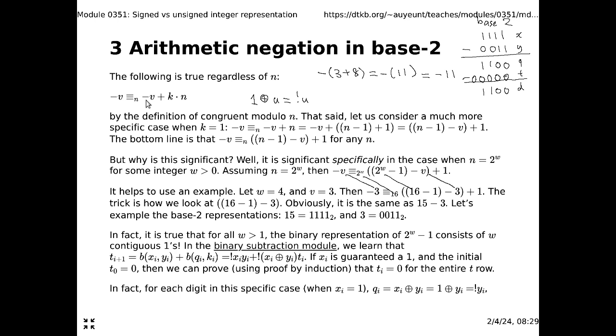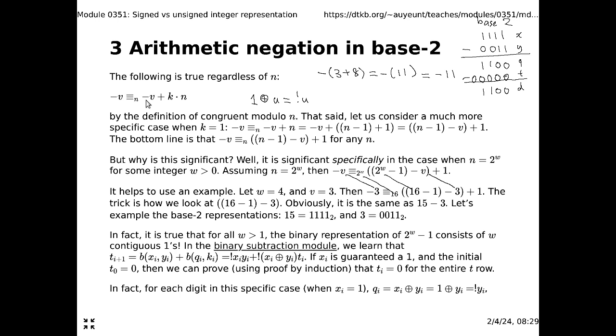Basically, I'm just saying that we are not talking about just any N. N has to be a power of 2. So when that is the case, we rewrite everything as the negation of V is congruent modulo 2 to the power of W, because that's basically N. Everywhere N is, I turn it into 2 to the power of W. Okay. So why is that significant?